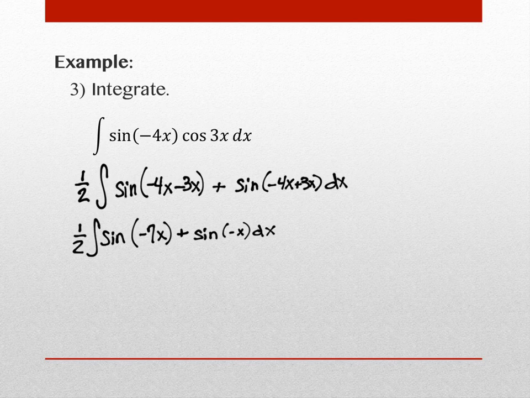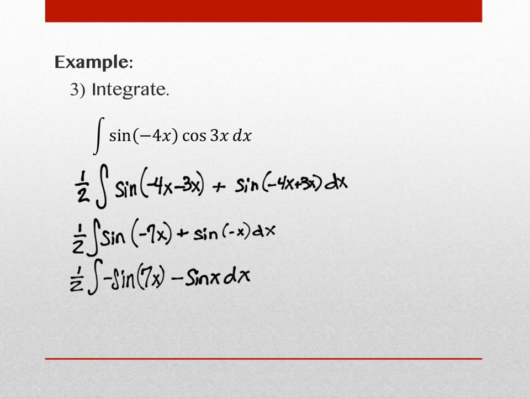This one doesn't say that, but it's odd. And so it's nice enough for us to adjust this and pull this out and write this as the negative sine of 7x, and then minus the sine of x dx. And if you want, you can pull the negative out in front with your 1/2 as well. That'd be fine. Alrighty then, I'm going to pull my negative out in front with the 1/2 at this point.